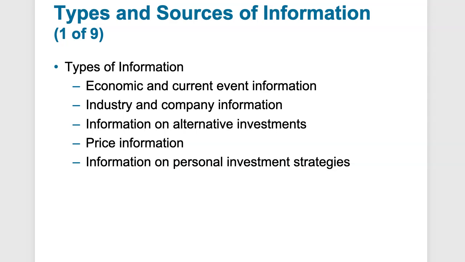Now, sources of information: there are a few different sources. Of course, you have the economic and current events information, which is news about how the economy is doing or current events in the world. There's industry and company-specific information, specifically about a particular industry like semiconductors and a particular company within the industry like Intel. There's information on alternative investments. New investments with new bells and whistles are coming up all the time, and you may want to be abreast of some of these alternative investments to add to your portfolio.